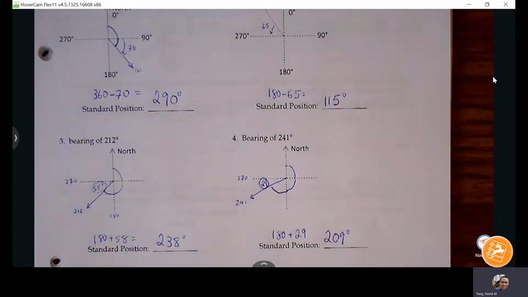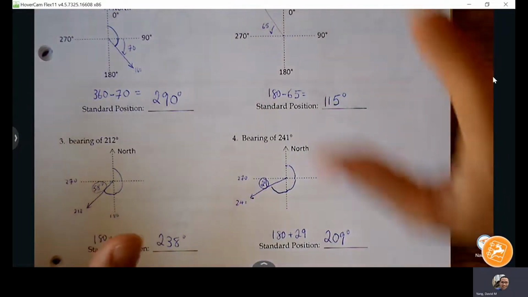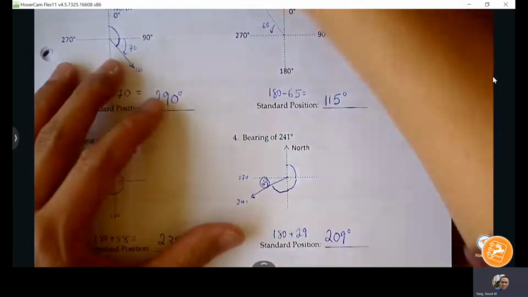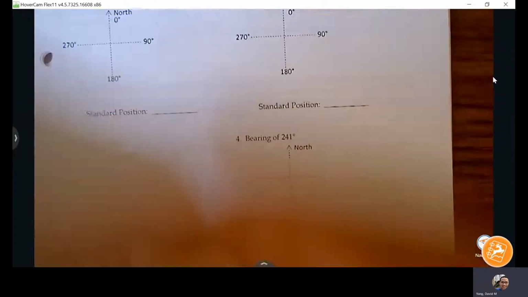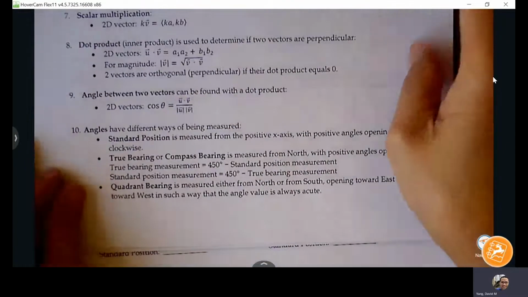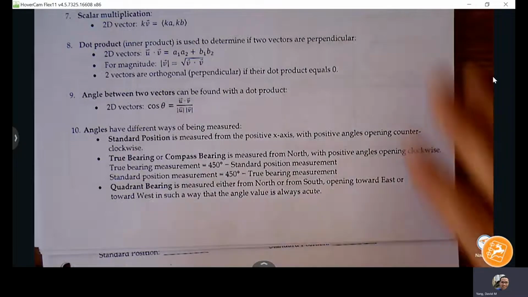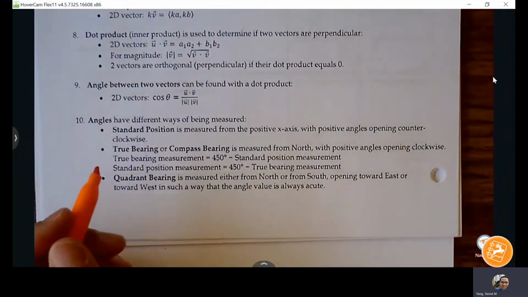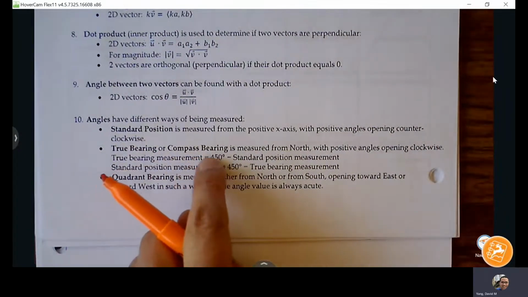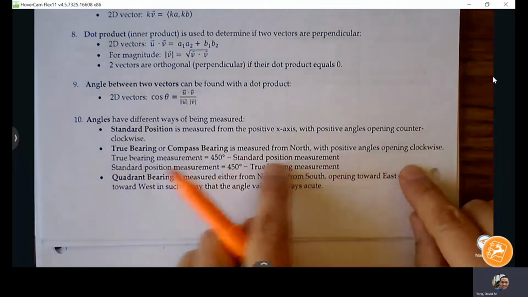Okay, so before I talk about the shortcut, does this make sense in terms of bearings and just counting from the north and going clockwise? Okay. So if you go to the very last page of your packet, there's a summary sheet here. And I'm going to write this on the previous page as well. But it says here, true bearing is measured from the north with positive angles opening clockwise.